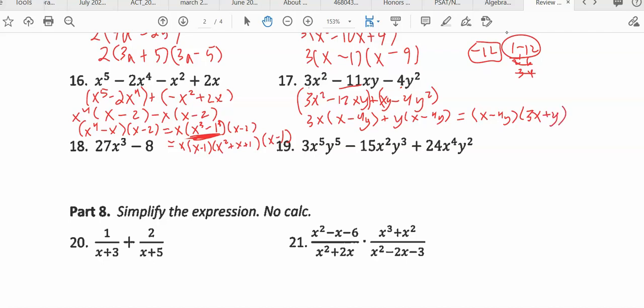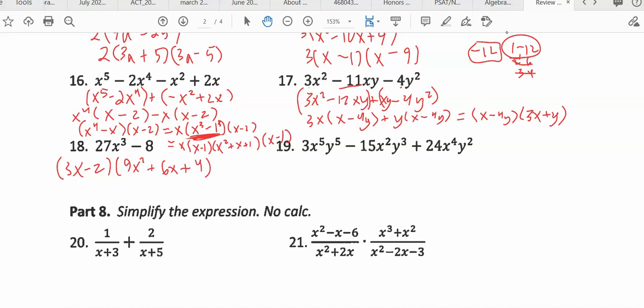This one fits the form of a difference of cubes, so it's just a matter of seeing that's 3 to the third, that's 2 to the third, that's x to the third, minus in between. So your a is 3x, your b is 2, and you're plugging into the formula. So it'd be 3x minus 2 times 3x squared, which is 3x times 3x, which is 9x squared, plus 2 times 3x, which is 6x, plus 2 squared, which is 4.